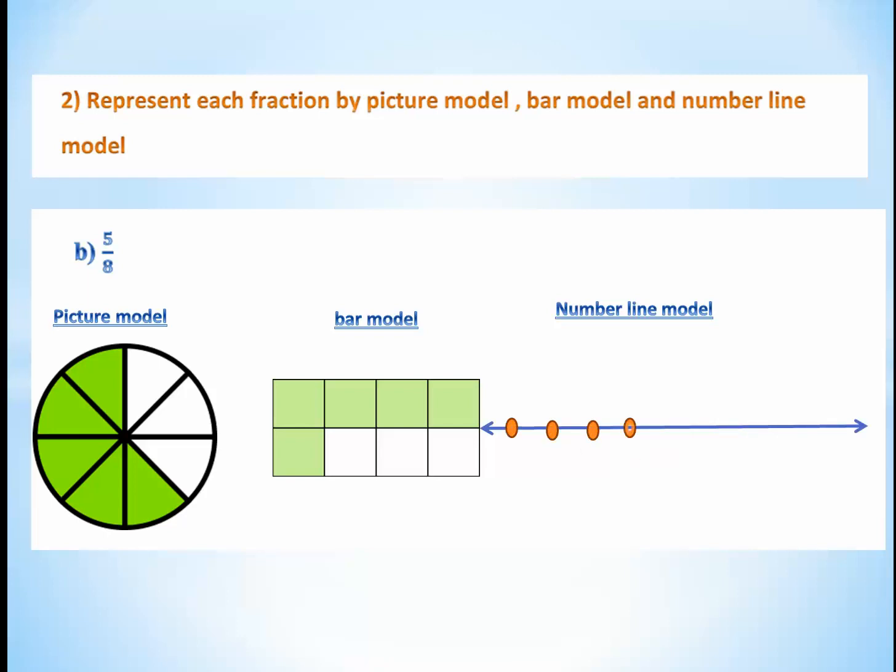2 over 8, 3 over 8, 4 over 8, 5 over 8, 6 over 8, 7 over 8, 8 over 8, which is 1. Okay, so 5 eighths.